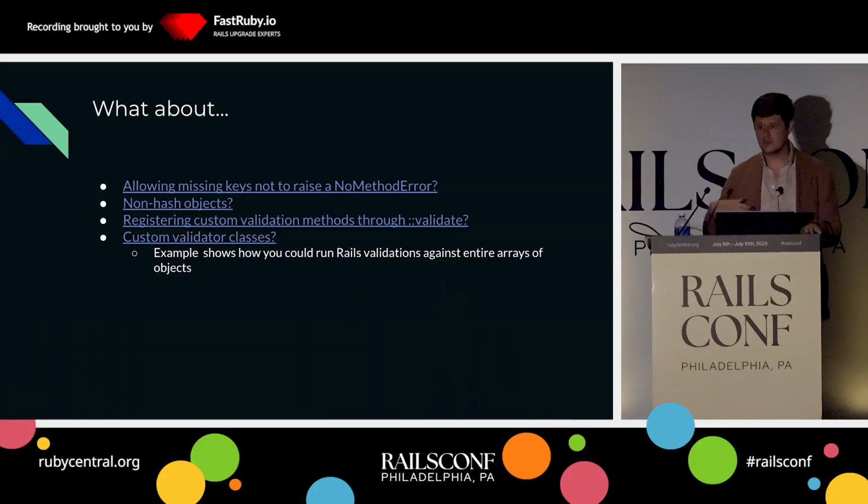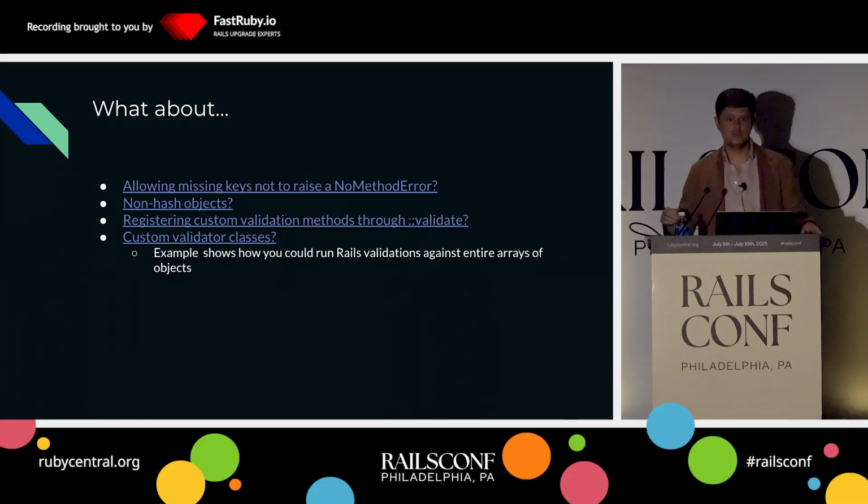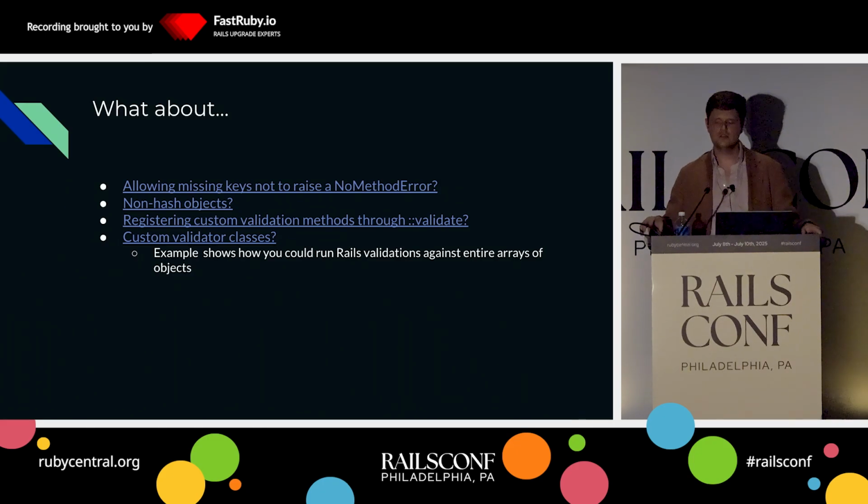Custom validator classes are completely supported out of the box. We don't actually have to change anything about our current code to support your custom validator classes. But I do have an example in the repo that shows how you could set up a custom validator to run validations against arrays. So if you have an array of hashes and you wanted to validate that all of them have particular key value pairs, for example, you can do that with the linked custom validator. It's a little bit weird, it's a little hacky, but hopefully a decent proof of concept.